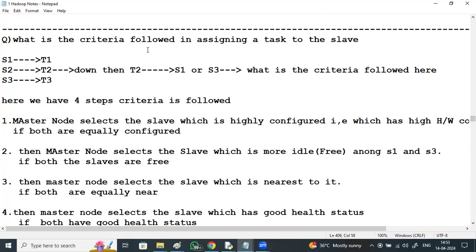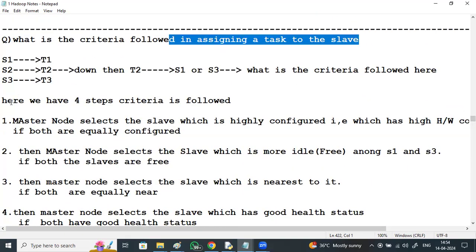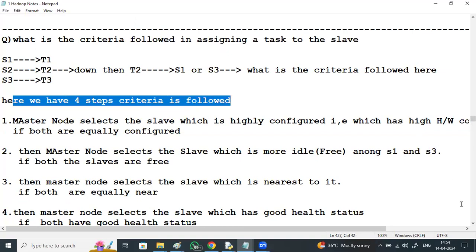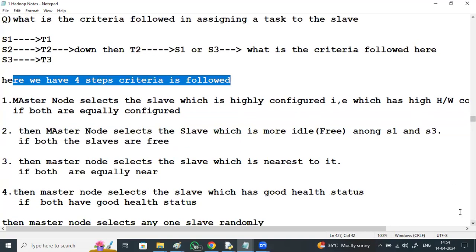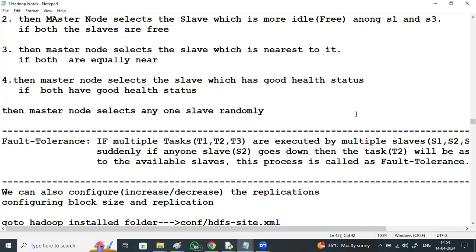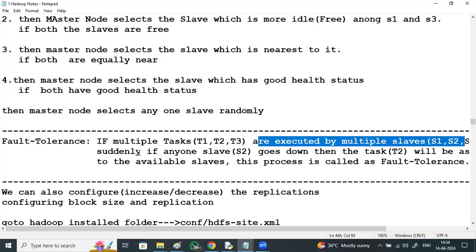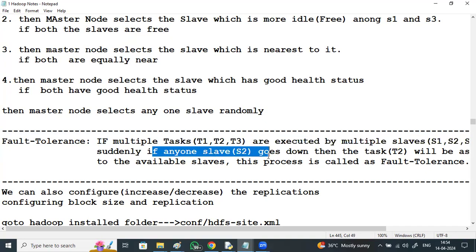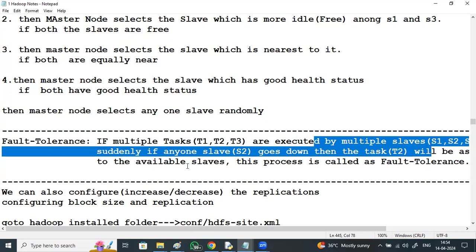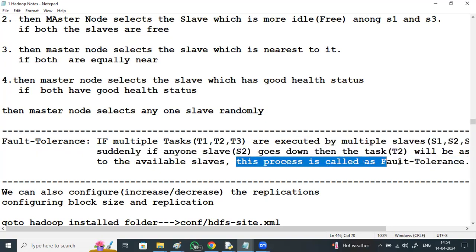What is the criteria followed in assigning a task to the slave? The 4 steps criteria I discussed now, right? What is fault tolerance? If multiple tasks are executed by multiple slaves, suddenly if any one slave goes down, then the task will be assigned to the available slaves. This process is called fault tolerance.